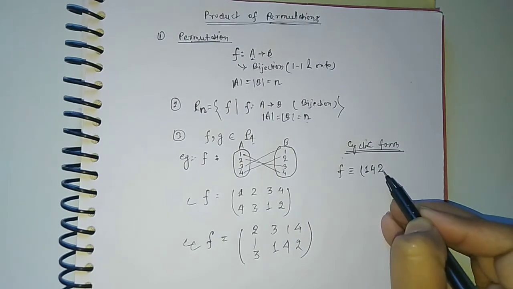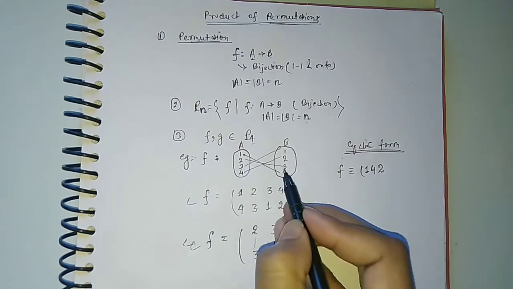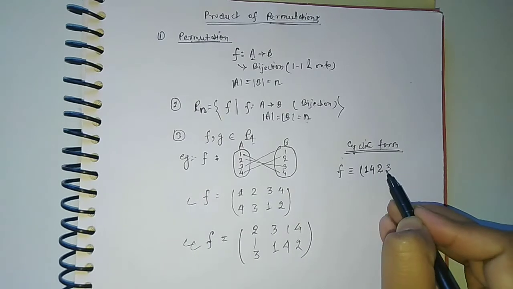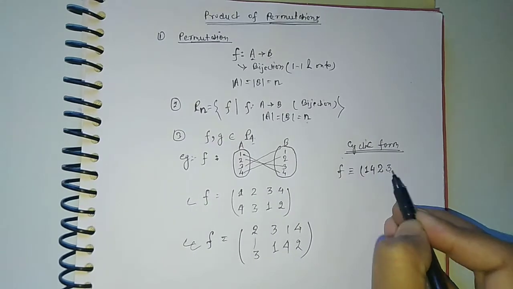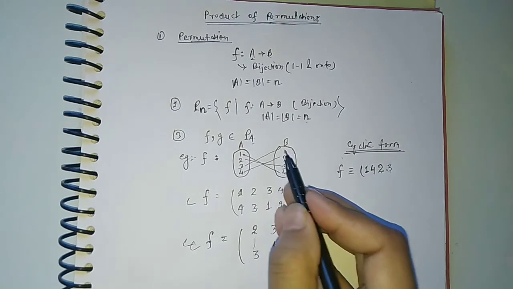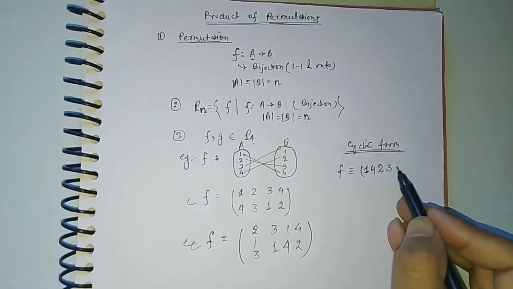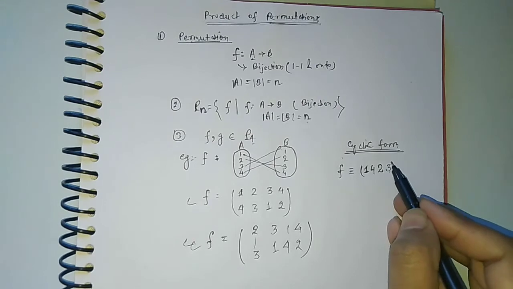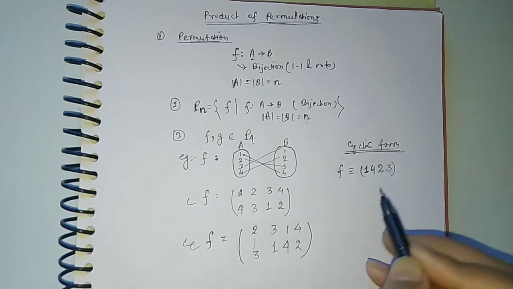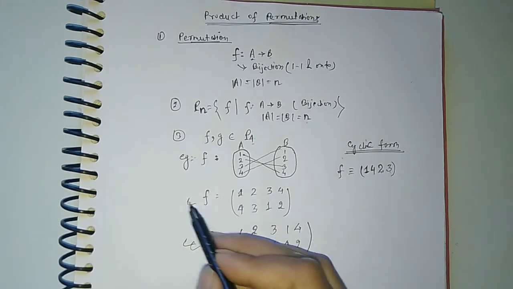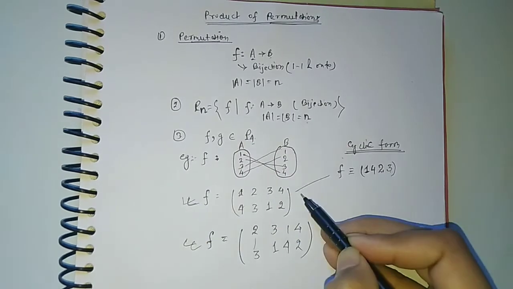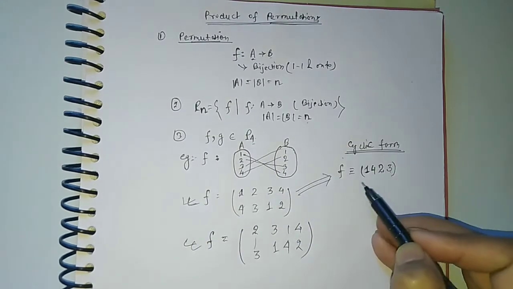Now find the image of 2. Image of 2 is 3, so write 3. Now find the image of 3. Image of 3 is 1. So 1 is already here, and we cannot repeat an element in the cyclic form. We have to close this cycle. So this permutation F can also be represented in cyclic form like this.